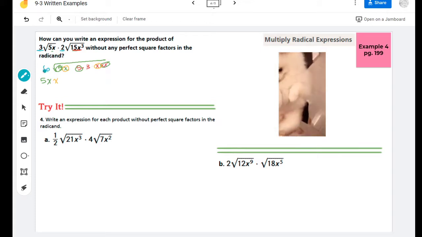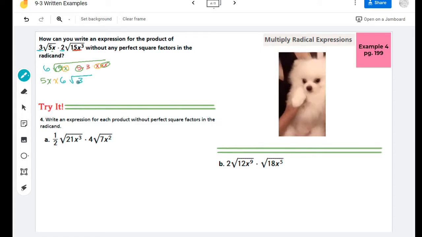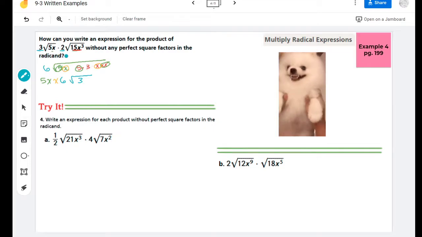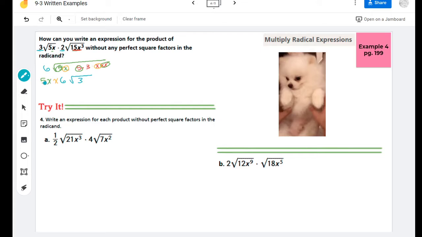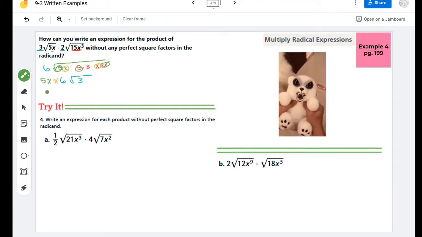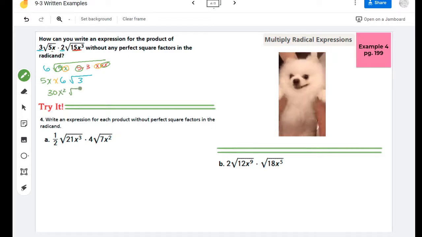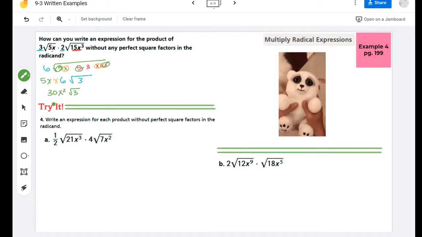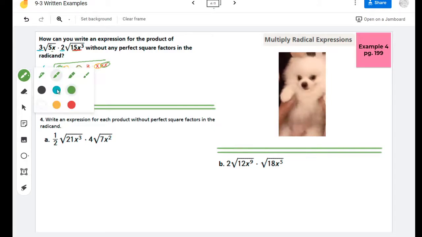So then what's still left from this step? I still have a 6 on the outside. And underneath the radical, I still have a 3. And then all that I have to do is multiply all those coefficients together and we call it good. So 5 times 6 is 30, x times x is x squared, and then the square root of 3. Not bad, right? So let's try that again.